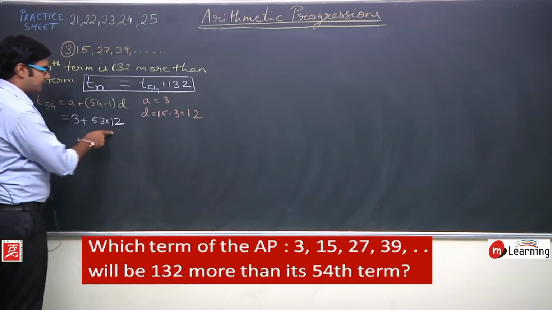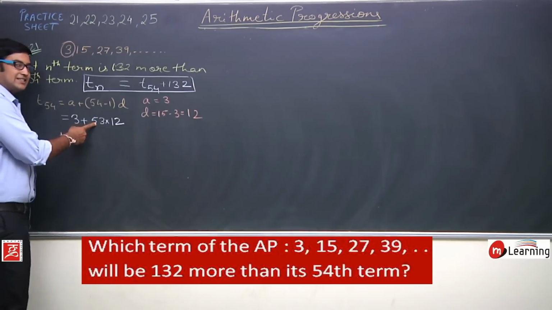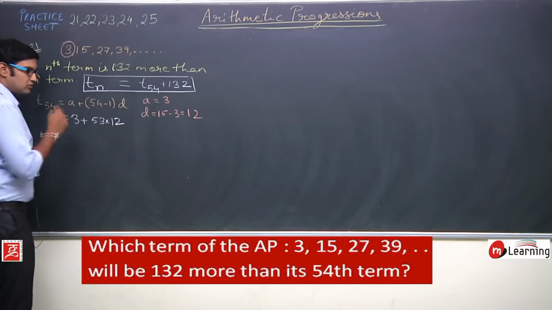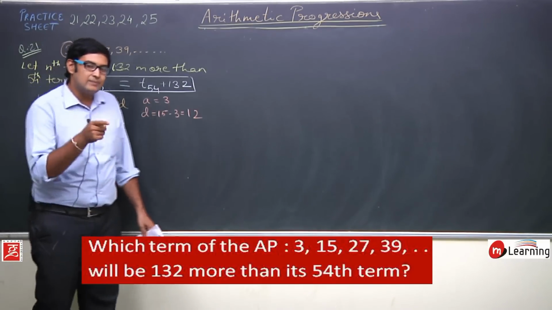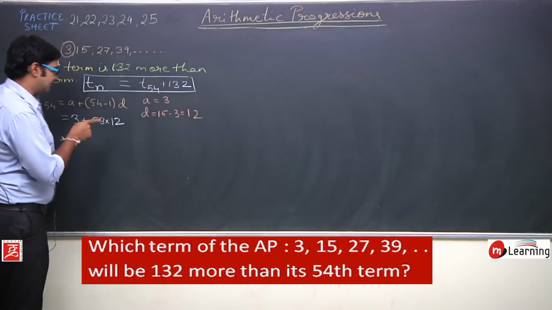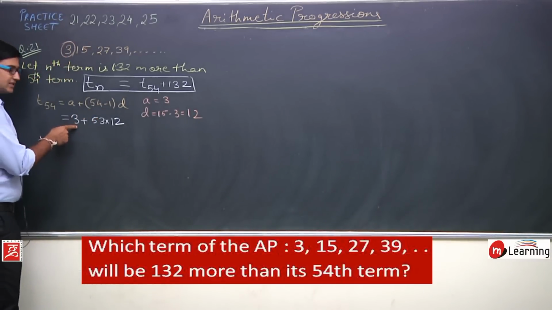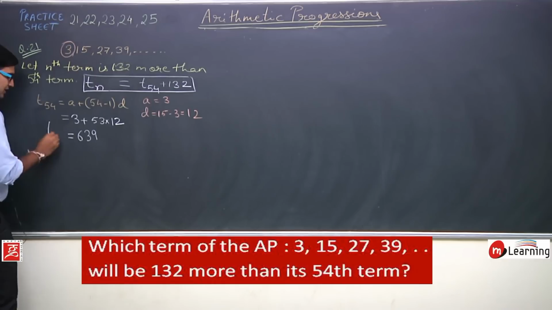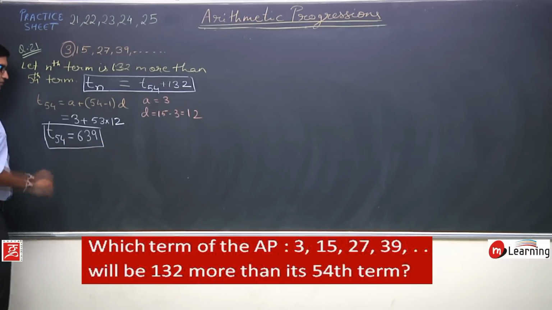Let us calculate this value. 12 into 5, this is 60. So 5 is at the tens place, it is 600. Then 12 into 3 is 36. So 600 plus 36 is 636. And in 636 you need to add 3 more. So 636 plus 3 will give you 639. So this is T54, this is the value of T54.